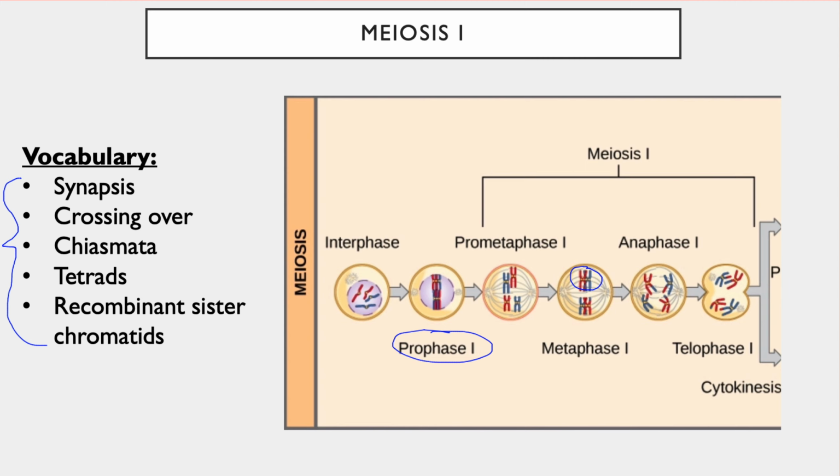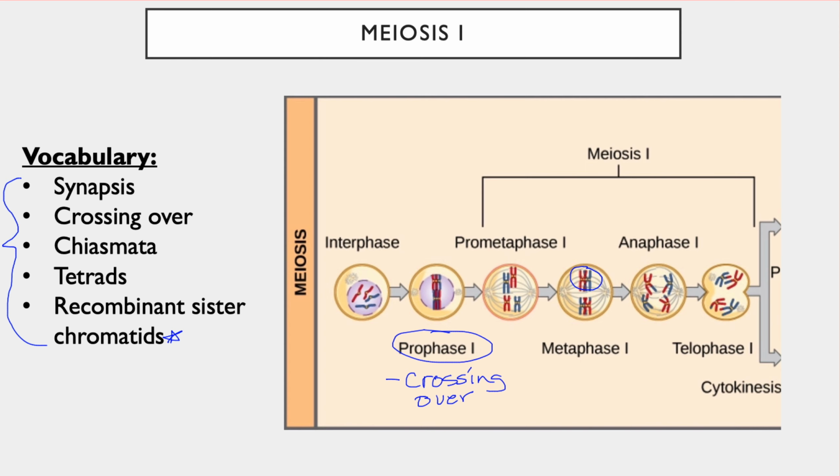So the most important thing that you need to know in prophase 1 is that crossing over occurs. And what is crossing over? Well, this is the swapping of genetic information from one sister chromatid to another. When they swap information, we call those recombinant sister chromatids.